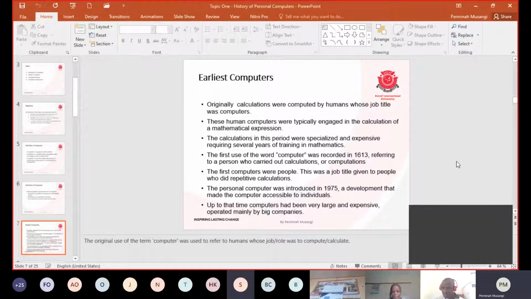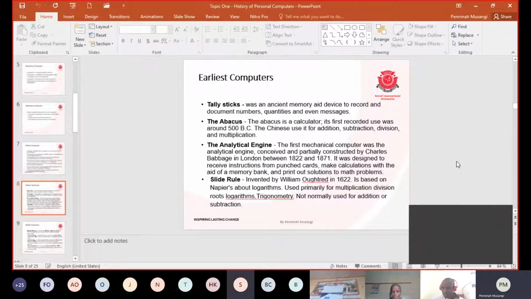Hello, Malim. Yes. You just mentioned 1973, but from the slides it is 1975. Oh, sorry, it is 1975. Okay, thank you. Good. Thanks for that clarification.